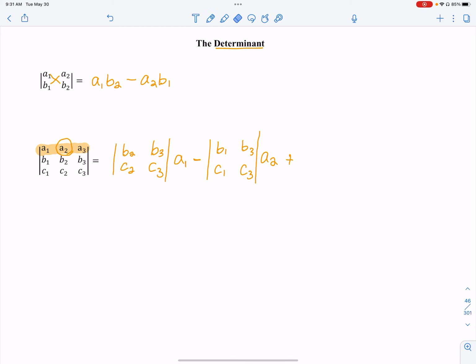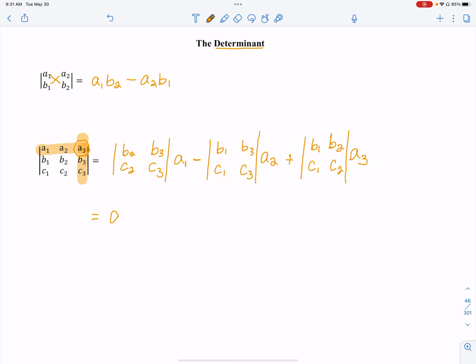So now the third one, you can probably guess what we're going to do. You mark out the first row and the third column, and I write down what's left: B1, B2, C1, C2. And then I multiply it by the overlap of the 2. All right, then these are all 2 by 2 matrices.